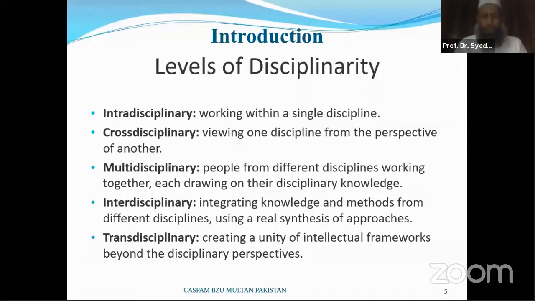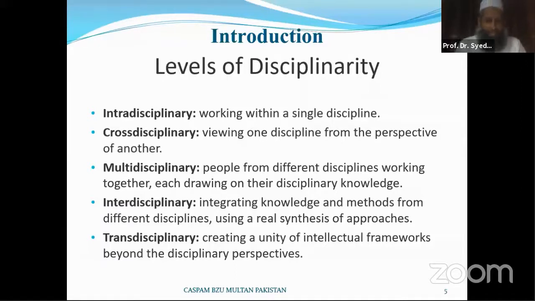In the cross-disciplinary, a person of one discipline looks at the other discipline from his own perspective. For example, if I look at physics from a mathematical point of view, or a physicist looks at chemistry from his physical point of view, then it will be a cross-disciplinary collaboration.